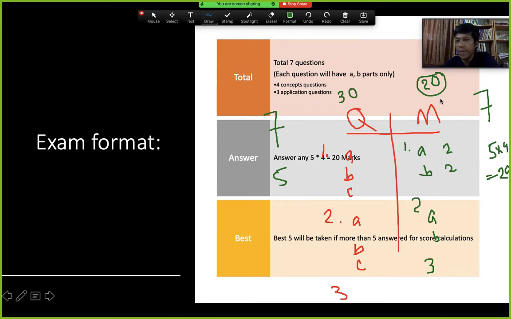If you answer more than 5, then we will check all the questions, of course. Then we will see where you get the best 5. We will find the best 5 and you will get the score for the best 5. We will drop the other lowest scoring questions as usual rule. So this is the difference. Each question will have A and B part only for the midterm.